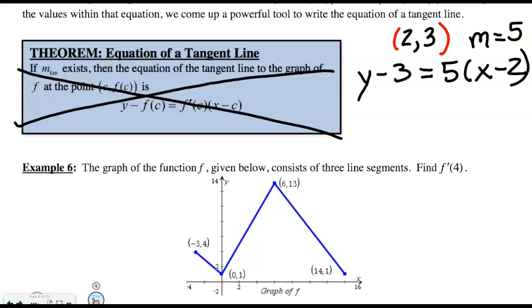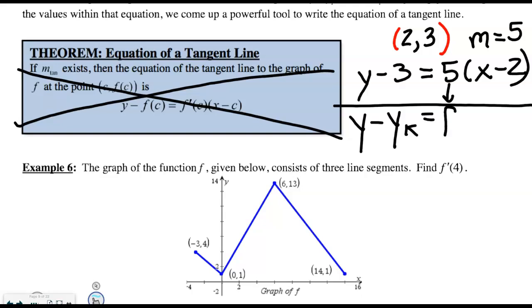I don't want you to think of the C's and F of C's, but what I do want you to think about is we're going to write it as y minus the y you know, which in that one was a 3, is equal to the slope. But in calculus, what's our slope? The derivative, right? So you're going to write f prime, the slope, times x minus the x you know. You're just going to use point slope form, and it's going to be super easy. So then you don't have to memorize a formula.